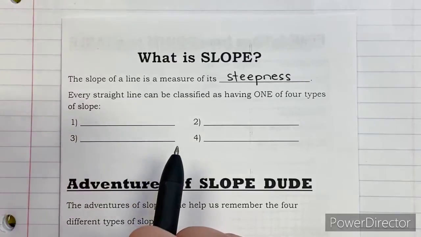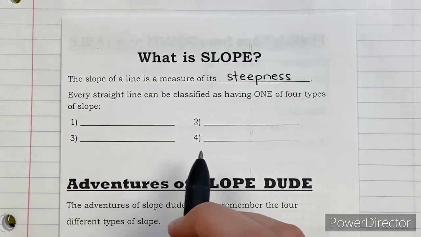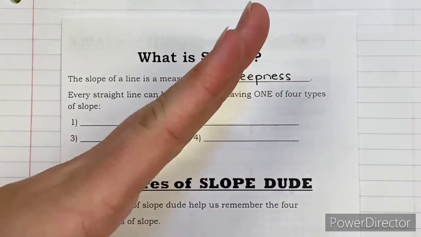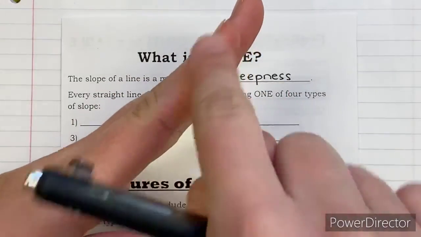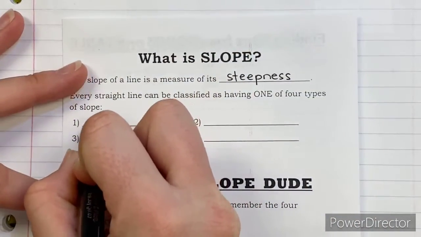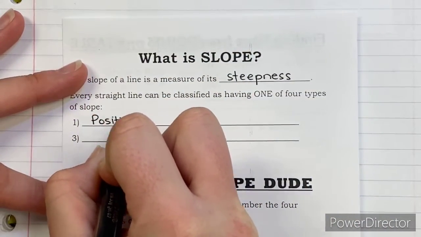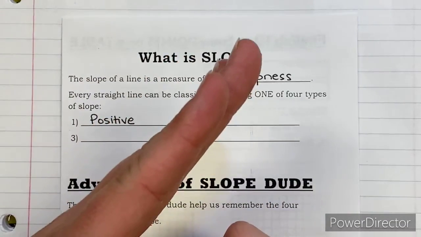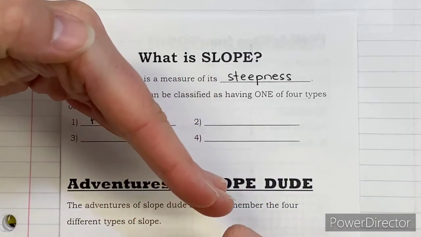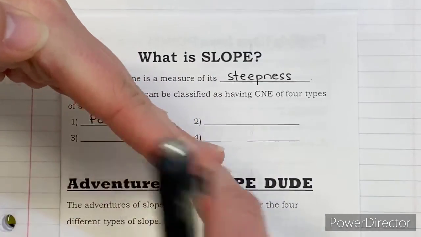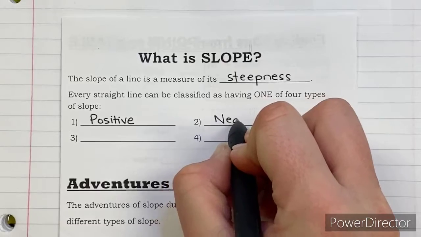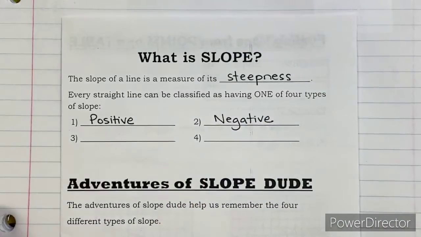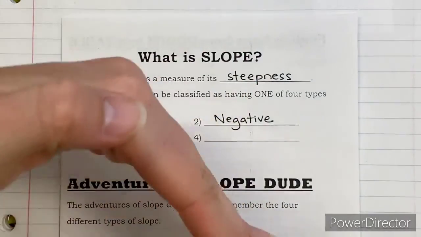It says every straight line can be classified as having one of the four types of slope. So there are four types of slope, and I'm going to tell you what those are. The first one is, like, this is a hill, and we're walking up the hill. This would be considered positive slope. We can be walking up the hill just like this with positive slope. The other one is down the hill, so that's negative slope.